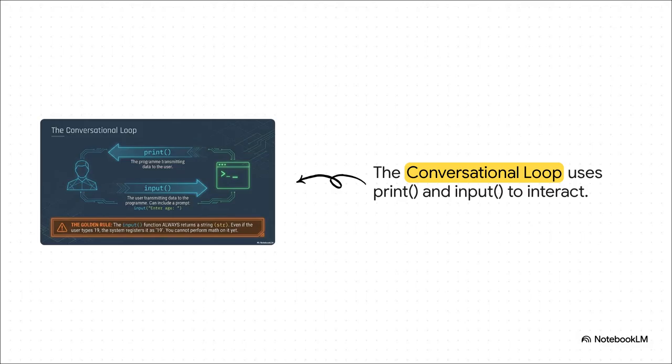So, how do we make all this architecture interactive? We build a conversational loop. We use the print function to push data out to the user and the input function to pull data in from them. But pay super close attention to the golden rule here. The input function always returns a string, no matter what. Even if the user types the number 19, the system registers it as the text characters 1 and 9. You can't do math on it until you adapt that material first.